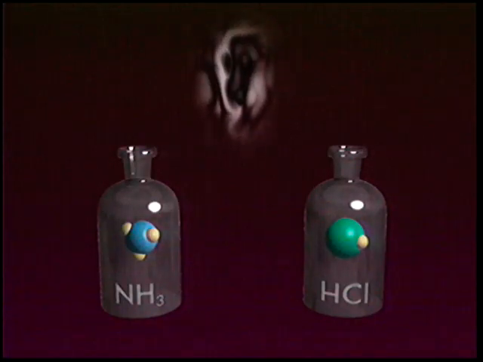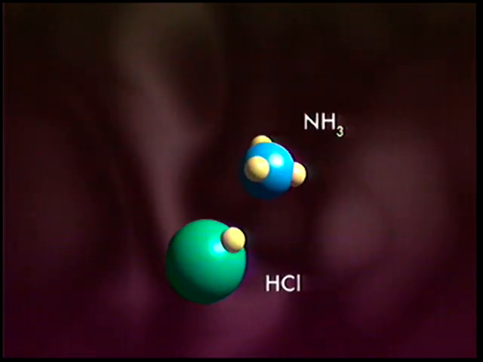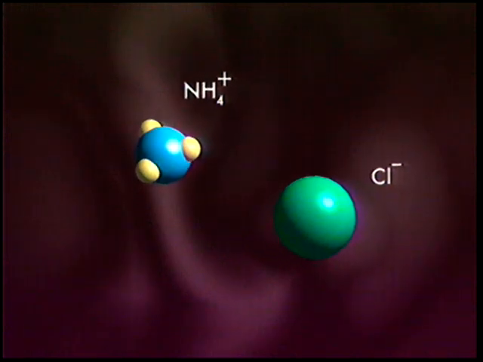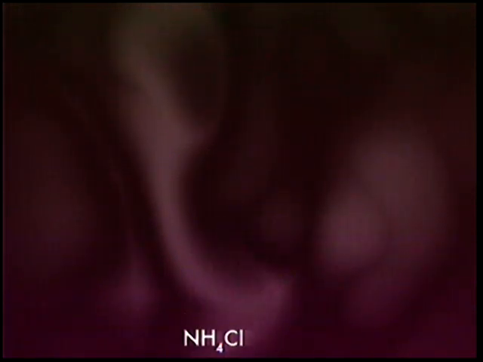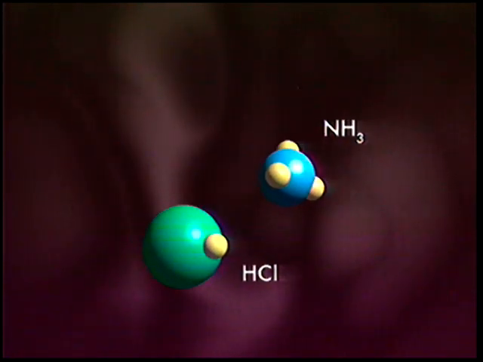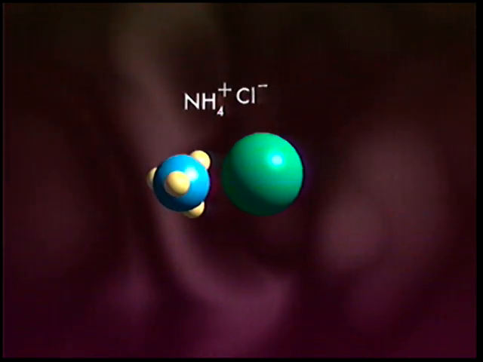Let's take a closer look at the bottle reaction. When a molecule of HCl encounters a molecule of ammonia, a proton, H+, is transferred from HCl to ammonia, forming solid ammonium chloride. HCl is a Bronsted-Lowry acid because it donates a proton, and NH3 is a Bronsted-Lowry base because it accepts a proton.